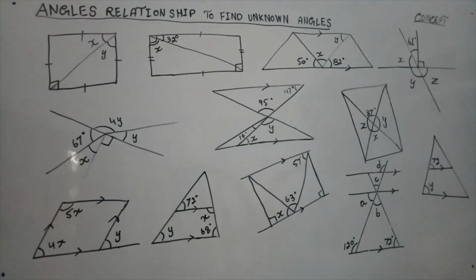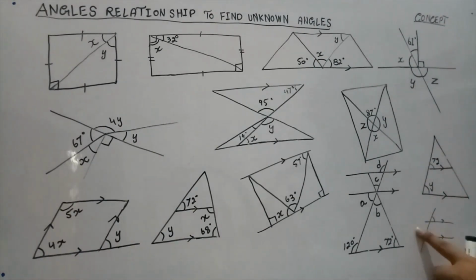The corresponding angles theorem says that if a line intersects two parallel lines, then corresponding angles are equal. So this one is a corresponding angle of this one. You can see that these two are parallel lines. This angle, which is above that parallel line, is equal to 72.